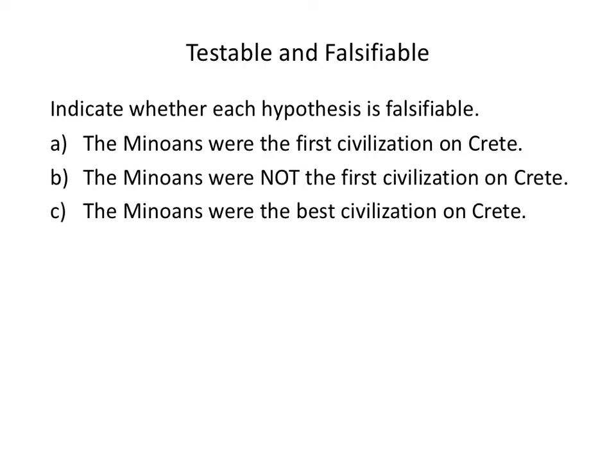Alright, so if we consider the first one, the Minoans were the first civilization on Crete. So I think that is falsifiable. If we go and find archaeological evidence of an earlier civilization, then we have falsified that hypothesis. If we look at the second one, Minoans were not the first civilization on Crete. So I think that is not falsifiable, right? We can go and look for evidence of earlier civilizations, but just because we don't find any doesn't mean that we falsified that hypothesis. It just means we maybe haven't found the evidence yet. We didn't dig deep enough, or we didn't look in the right places. So I think that second statement is not falsifiable.